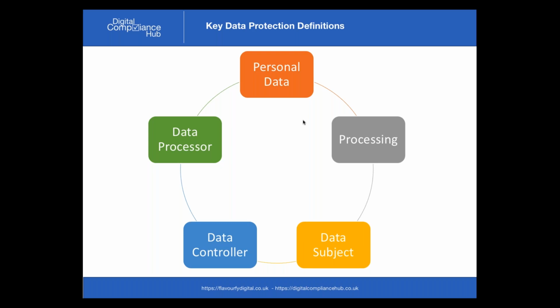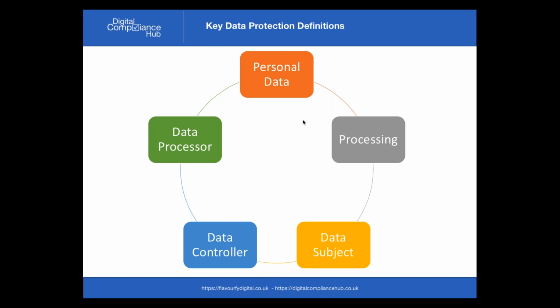Now, the three key players when it comes to data protection are the data subject, the data controller, and the data processor. The data subject is the individual whose data it is that you're processing. The data controller is the organization that's collected the data from the data subject and is determining how it's going to be processed. And a data processor is a third party that the data controller might have asked to do some processing for them.